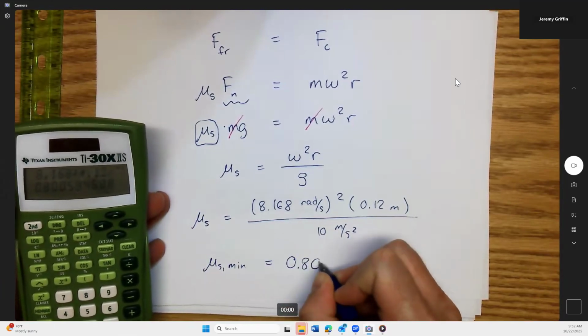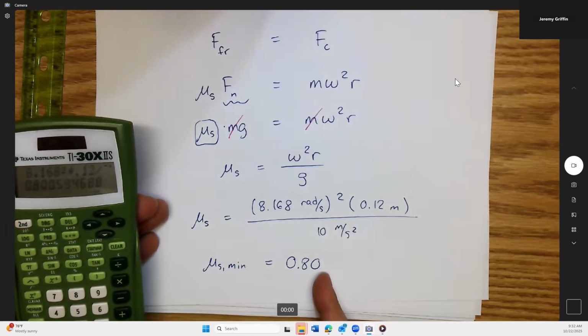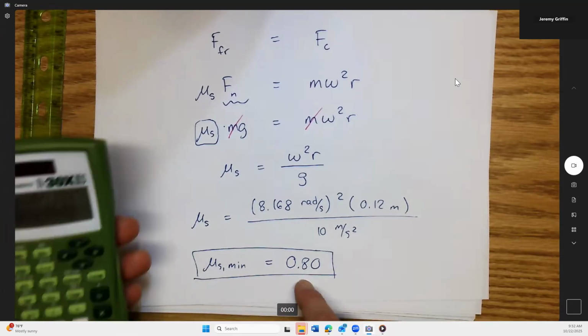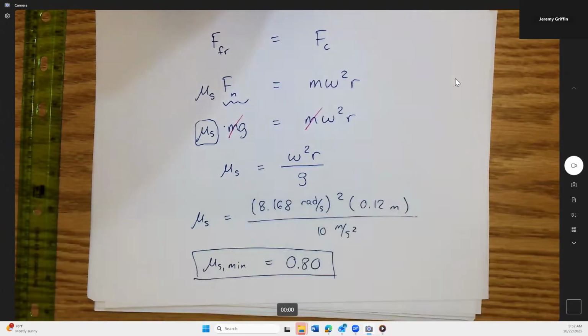Are you guys getting this? What unit? No unit. This is one of the numbers you can just use as a number. It's the ratio of two forces. Yeah, that's it.